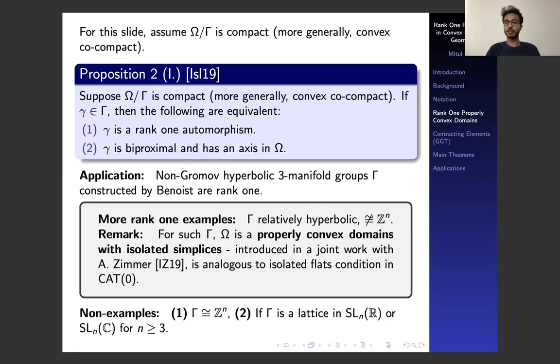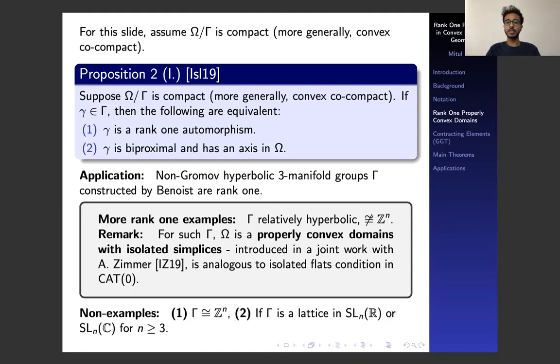There are more examples of rank 1. If gamma is a relatively hyperbolic group that is not free abelian, and gamma acts convex co-compactly on omega, then gamma is a rank 1 group. In fact, here's a remark. For such a gamma, omega is going to be a properly convex domain with isolated simplices. This isolated simplices is a geometric condition that was introduced in a joint work by Andrew Zimmer and myself, and it is analogous to the isolated flats condition in CAT0.